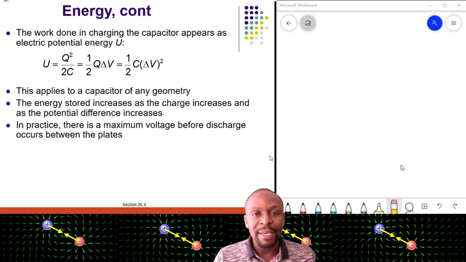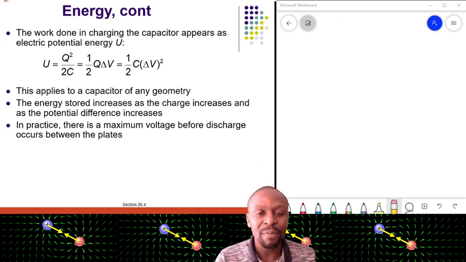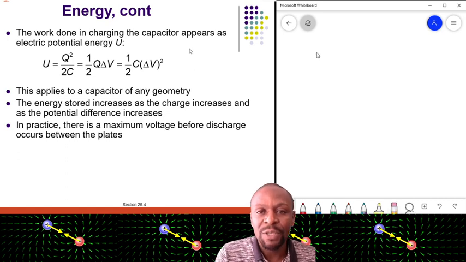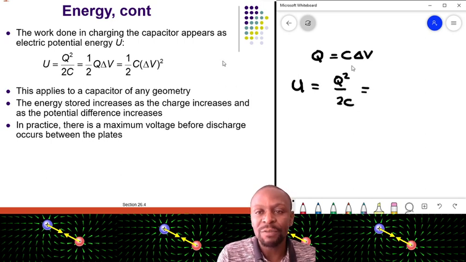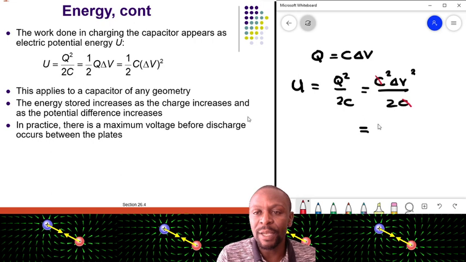Right. Now, the work done in charging the capacitor appears as electrical potential energy. This is the equation that we have just derived. But we can use the relation Q equals C change in V. If we use this relation, we can come up with two other equations. For example, if U is given as Q squared divided by 2C, I want to write Q in terms of C and change in V. Therefore, I have C squared change in V squared divided by 2C. One C will cancel, and I end up with 1 divided by 2 C change in V squared, which is that equation here.